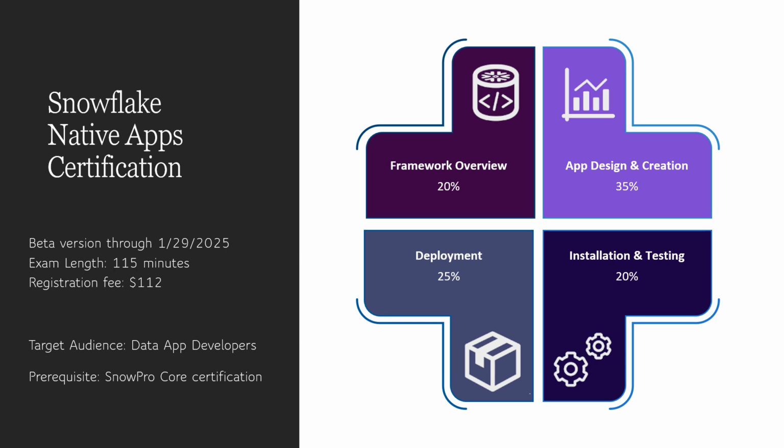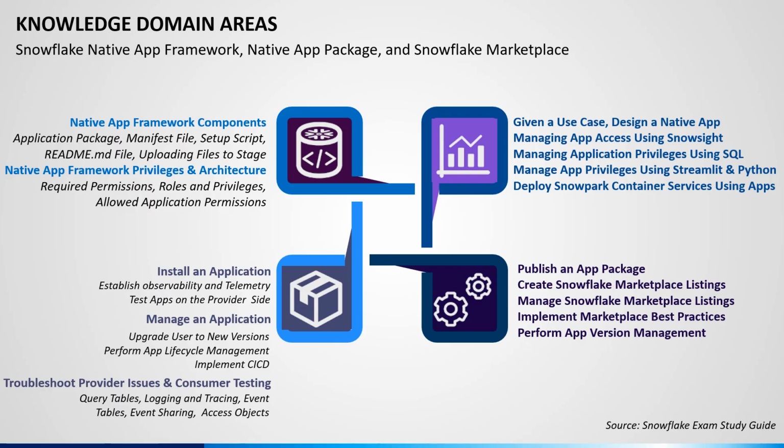The exam tests users over 4 domains: framework overview, app design and creation, installation and testing, and deployment. Within these 4 domain areas, you'll need to know the components, privileges, and architecture of the native app framework. You'll be tested on how to design a native app, publish an app package, install and manage an application, and troubleshoot issues. You'll need to know how to manage app access through SQL, Streamlit, and Python. In addition, you'll need to know how to create and manage Snowflake Marketplace listings for native apps.